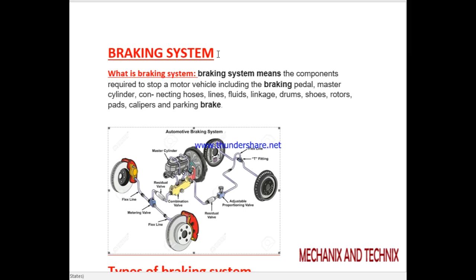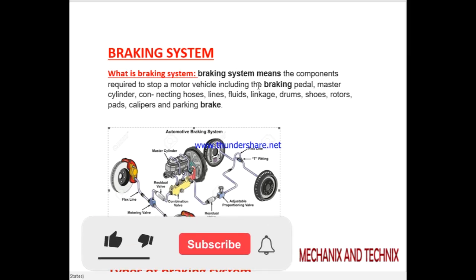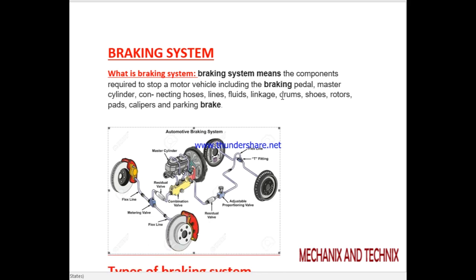I will repeat again. What is a braking system? It means the components required to stop a motor vehicle, including the brake pedal, master cylinder, connecting hoses, lines, fluids, linkage, drums, shoes, rotors, pads, calipers, and the parking brake. That is the meaning of a braking system. It means that the braking system is all the components which help to stop the vehicle when it keeps moving.